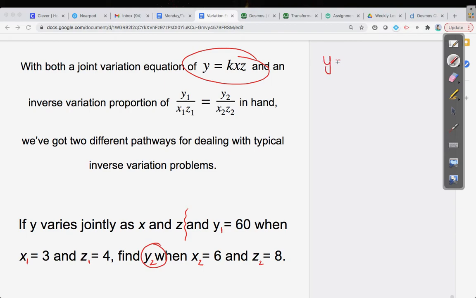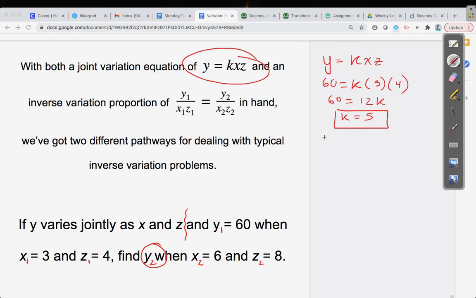So y is equal to kxz. I know that for the first example, y is 60. I don't know what k is, but I'm about to find it. X is 3 and z is 4. I find that 60 is equal to 12k, which means that that constant of variation is 5.